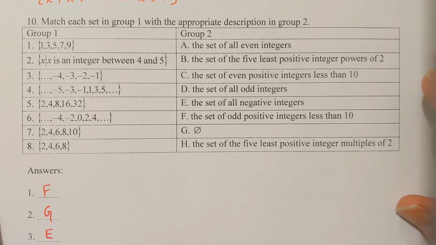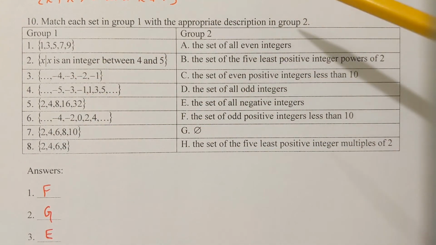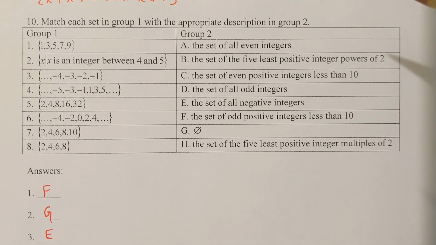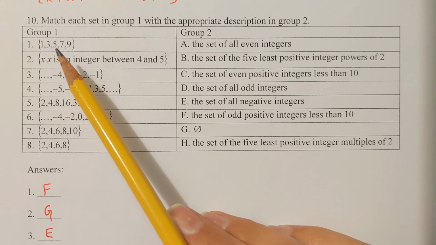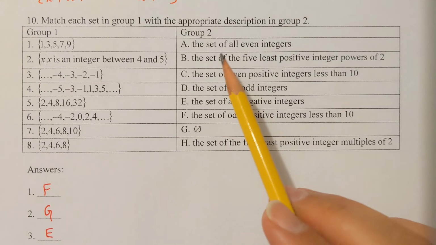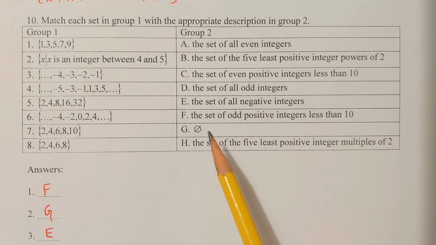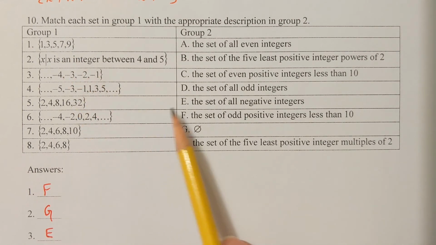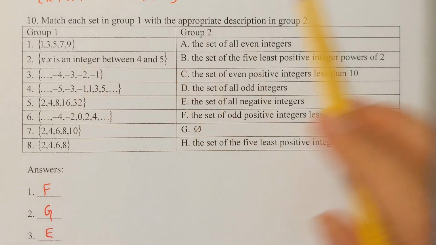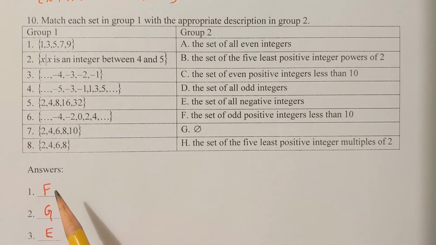Problem 10. We'll look at problem 10 here. Match each set in group 1 with the appropriate description in group 2. In group 1, I have the set, and in group 2, I'm using a word description to indicate the set. Problem 1, I've got the set containing 1, 3, 5, 7, and 9. If I scan group 2, I'm looking at odd positive integers, and they're less than 10, right? So F would be the answer to problem 1.